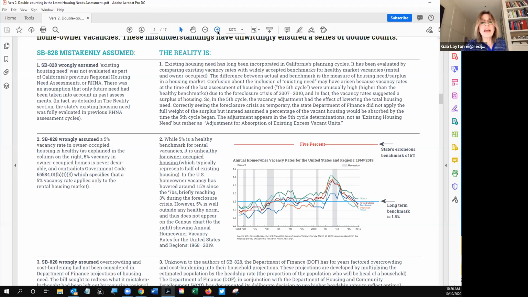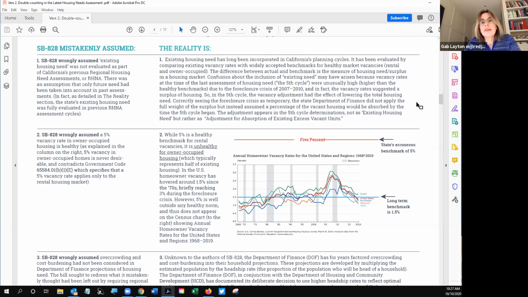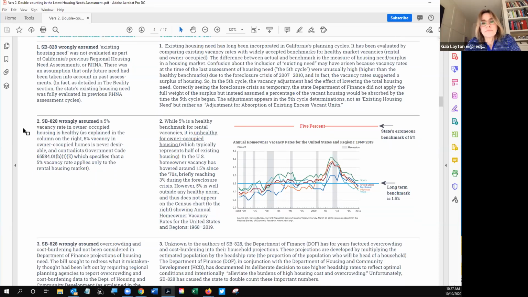You can see even at the height of the Great Recession, they just hit 3% briefly for a year or two and then recovered. But this idea that 5% is a healthy vacancy rate in owner-occupied housing is false. It would be a disaster if we had that level of vacancies in the housing market. If we can go on to the next slide, Rick.